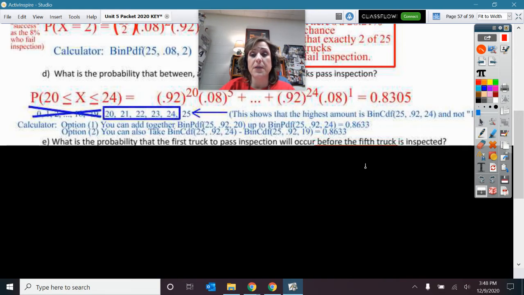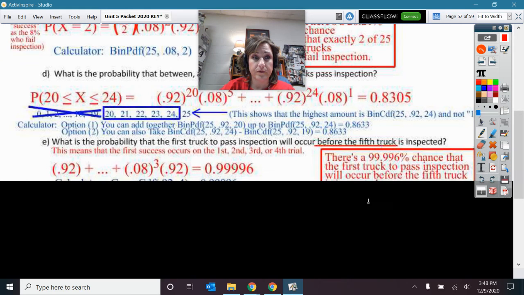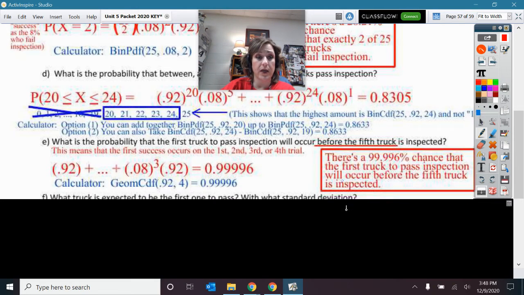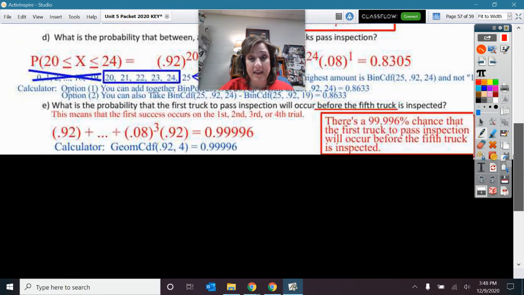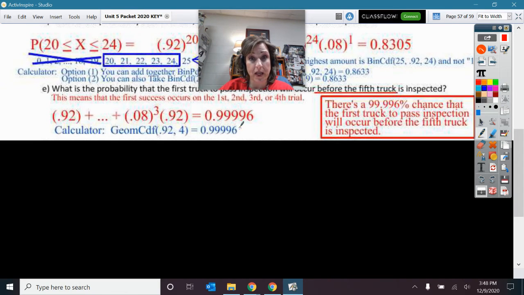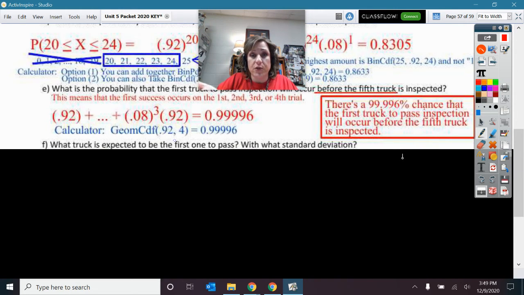What is the probability the first truck to pass is the 5th truck inspected? What's the probability that the first truck to pass will occur before the fifth truck is inspected? So I guess that means the first truck to pass will be before the fifth one. So that means the first success will happen on the first, second, third, or fourth. Okay. So that placed the first success in a particular spot. So that's the geometric. We didn't say among those four, what's the probability I have certain events happening?